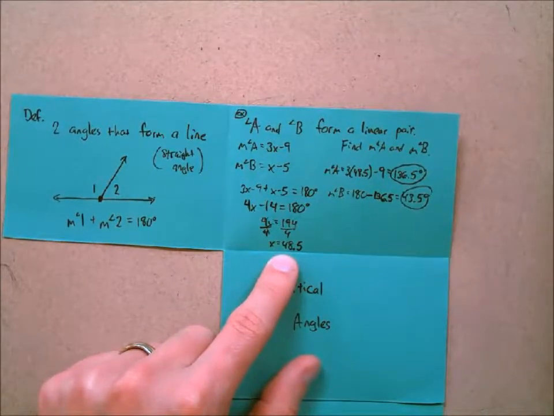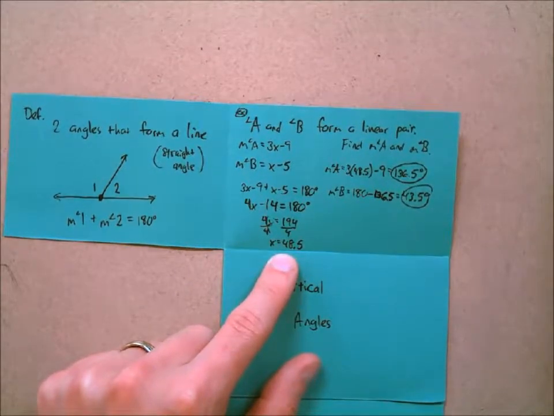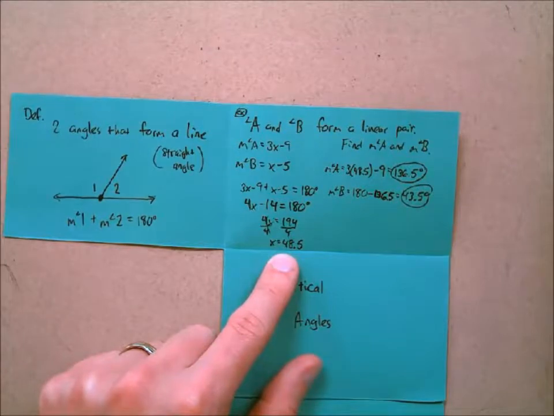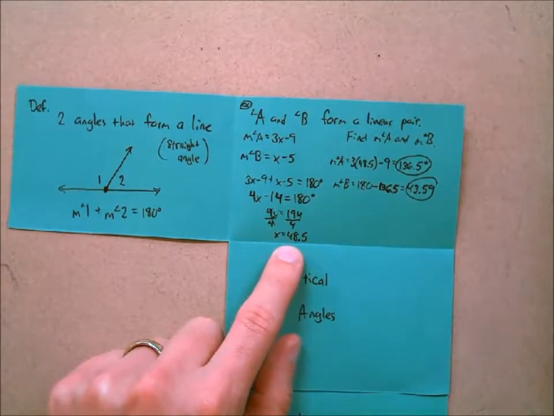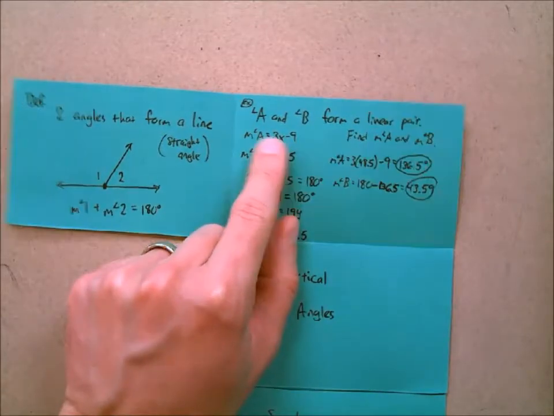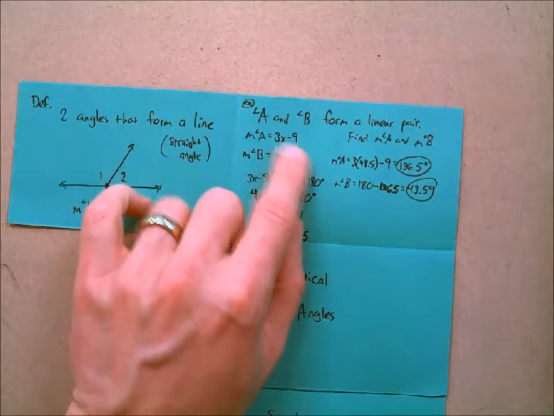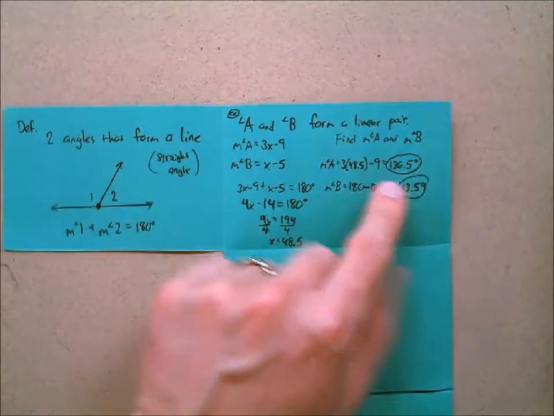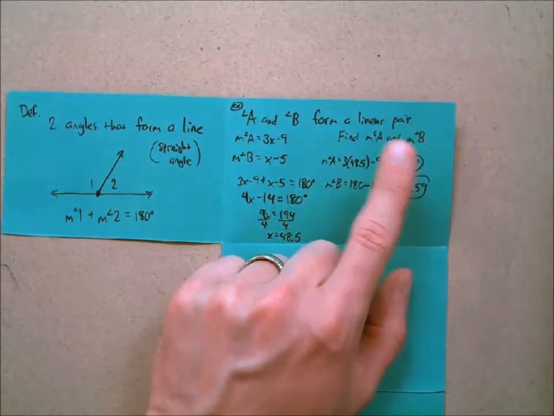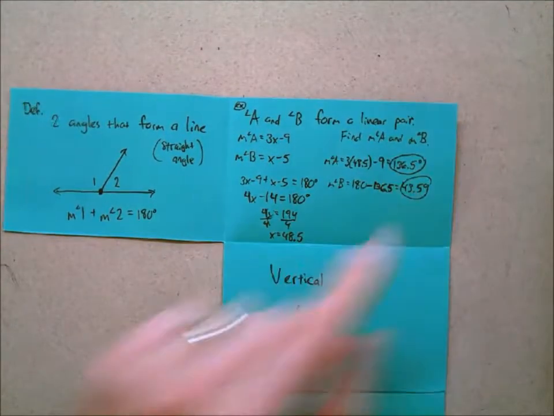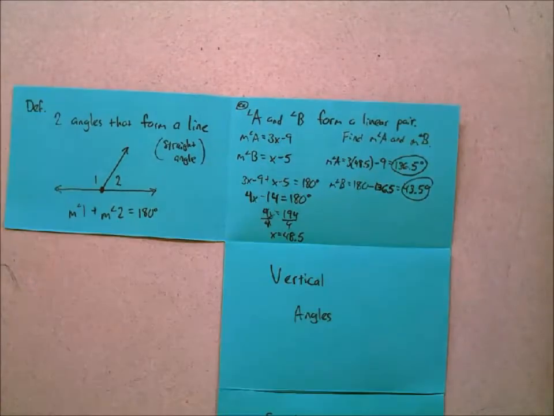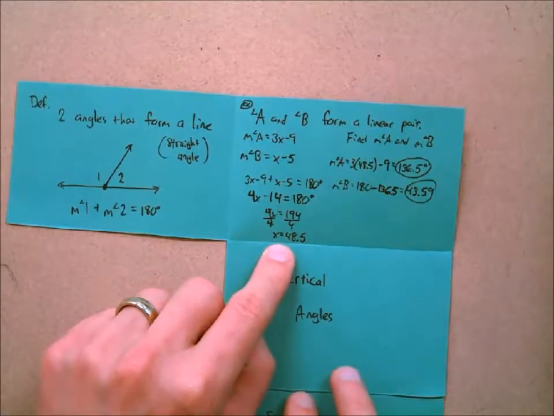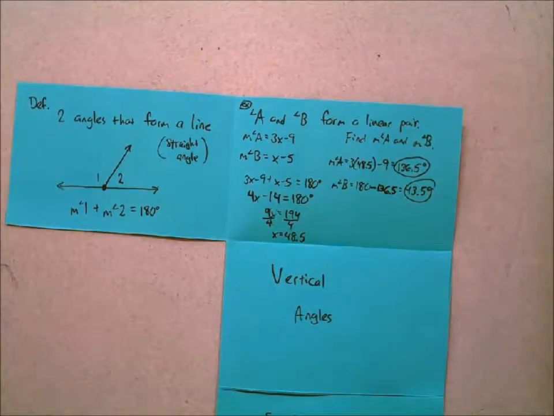Okay, that's not our answer though, because the directions didn't say solve for x. The directions said find the measure of angle A and the measure of angle B. So now that we know x is 48.5, we can plug that in. Make it 3 times 48.5 minus 9, and that equals 136.5. Once you know angle A, it's not necessary to plug 48.5 in for x to find angle B. You could, though. 48.5 minus 5 is 43.5 degrees.